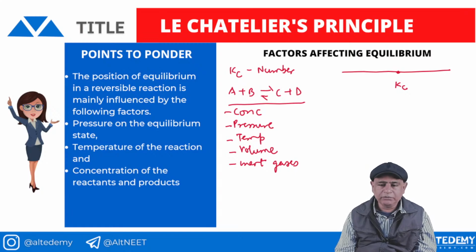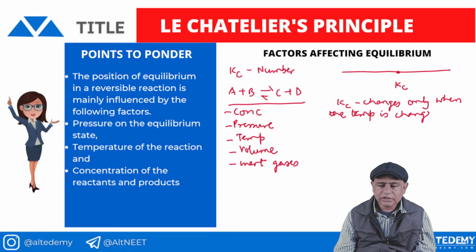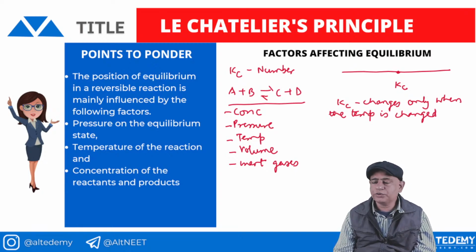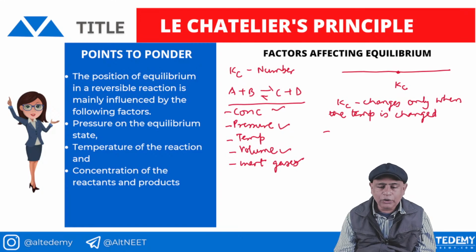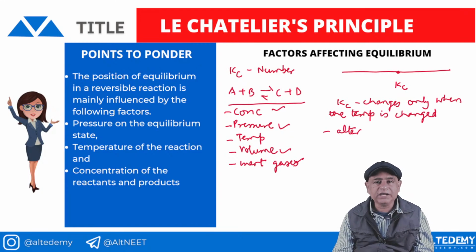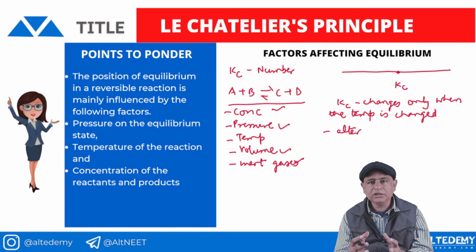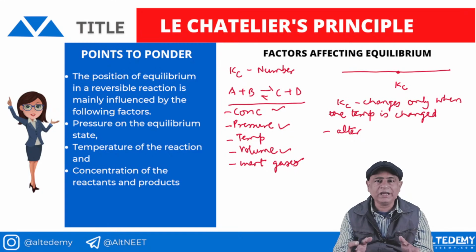Always remember, Kc changes only when the temperature is changed. With Kc, temperature is always associated. An equilibrium will be achieved at a particular temperature. As far as concentration, pressure, volume and inert gases are concerned, they alter the reaction only temporarily. Then the reaction starts moving in such a direction that it achieves the equilibrium which was there at that particular temperature.